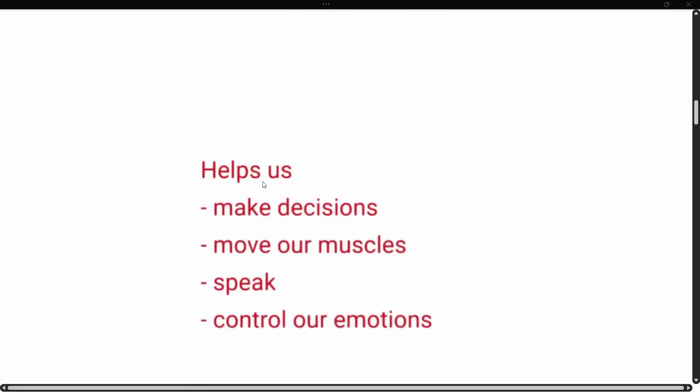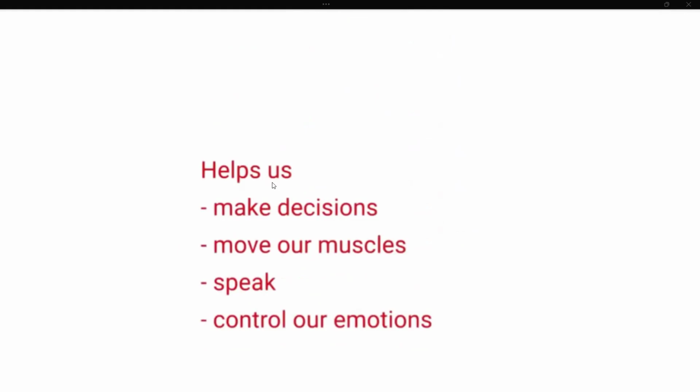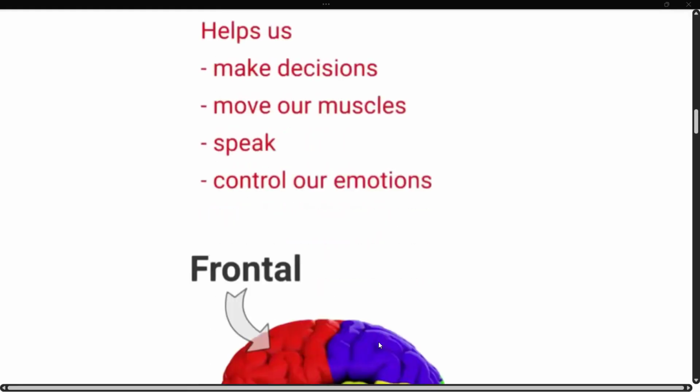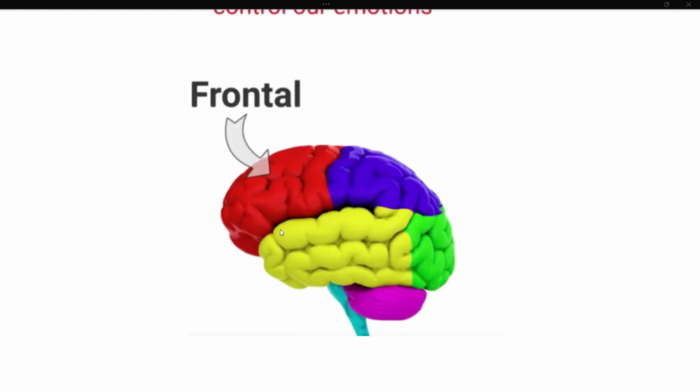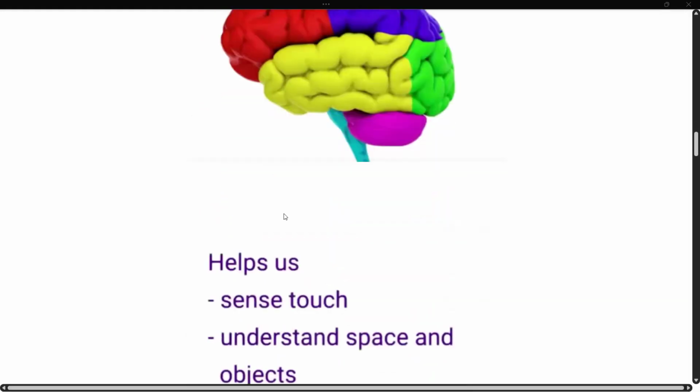First, you have to guess which lobe I am talking about. The lobe that helps us make decisions, move our muscles, speak, control our emotions. What do you think? Which part of the brain are we talking about here? You guessed it right. Frontal. The frontal lobe is right at the front, hence the name, frontal lobe. So easy, yes? Very easy.